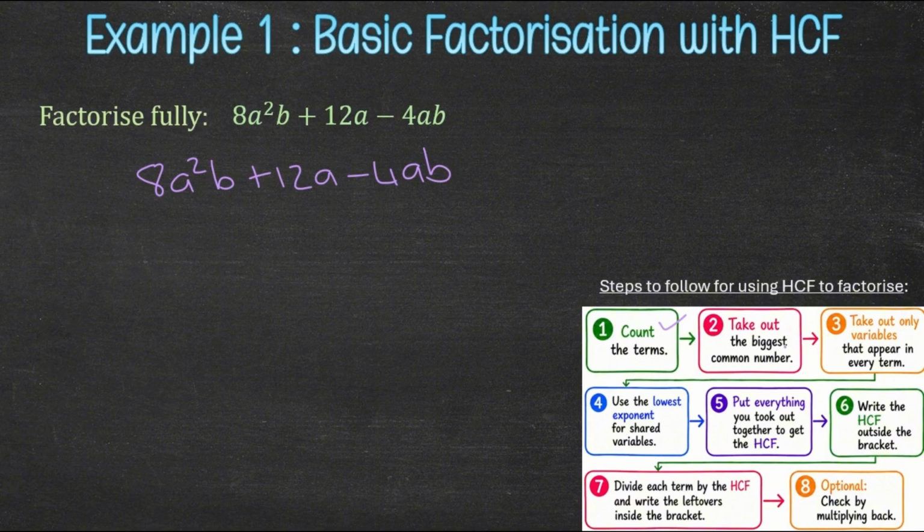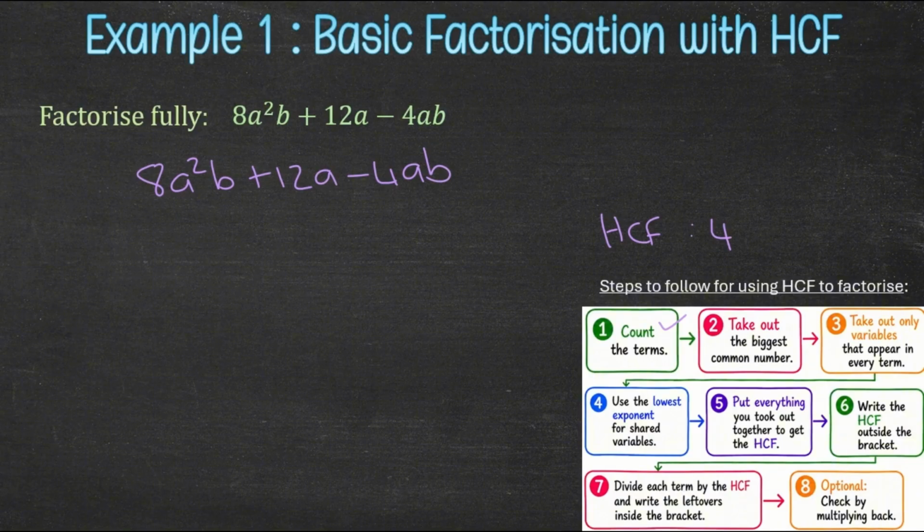For step 2, we have to take out the biggest common number, if there are any. To find the number part of the HCF, we have to focus on the coefficients and the constant numbers in the expression. Now, this expression only has coefficients, and they are 8, 12, and this negative 4. We do not need to worry about this negative 4 sign for now because we are only looking for the biggest number that can divide into all 3 these coefficients without a remainder. For this example, that number is 4.